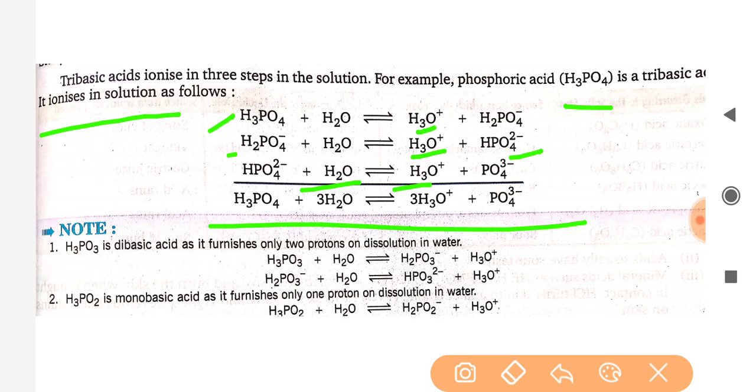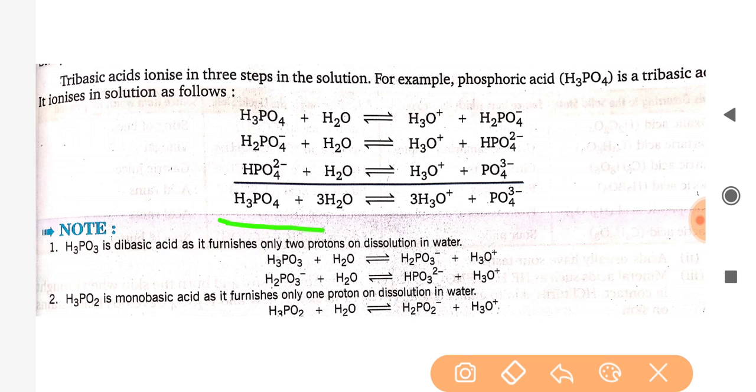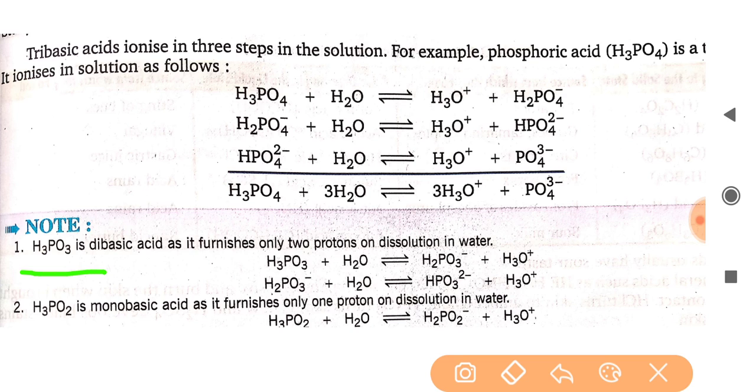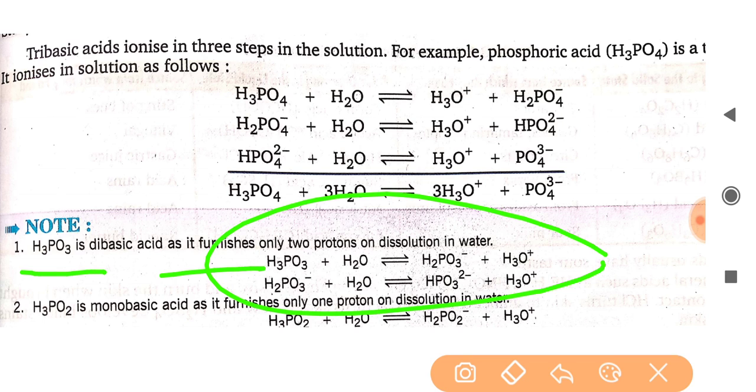Now I hope the concept of monobasic, dibasic and tribasic acids, and what is meant by the basicity of an acid, is clear. There is one important note written in your book also, that H3PO3 is a dibasic acid, because it furnishes only two protons, or hydronium ions, on dissolution in water. You can see here that it gives only two hydronium ions, that's why it is known as a dibasic acid.